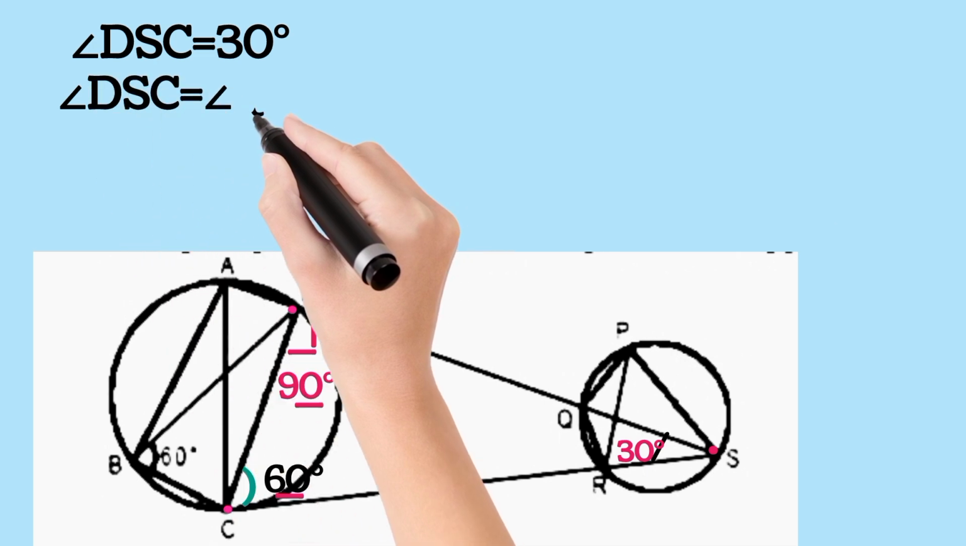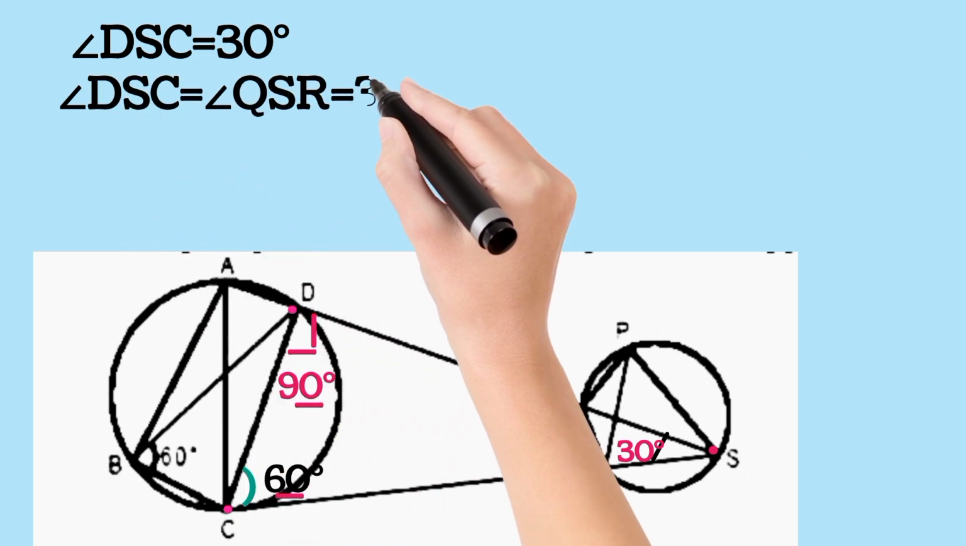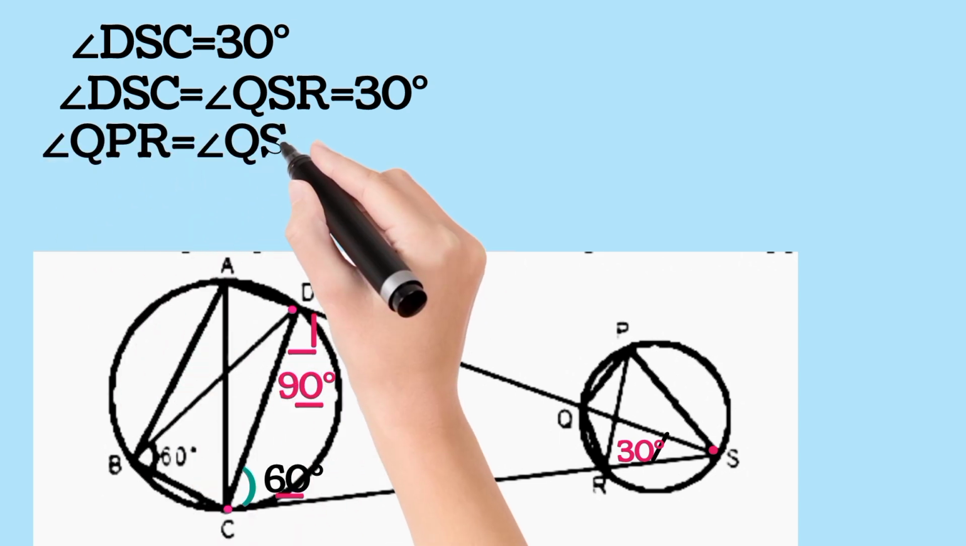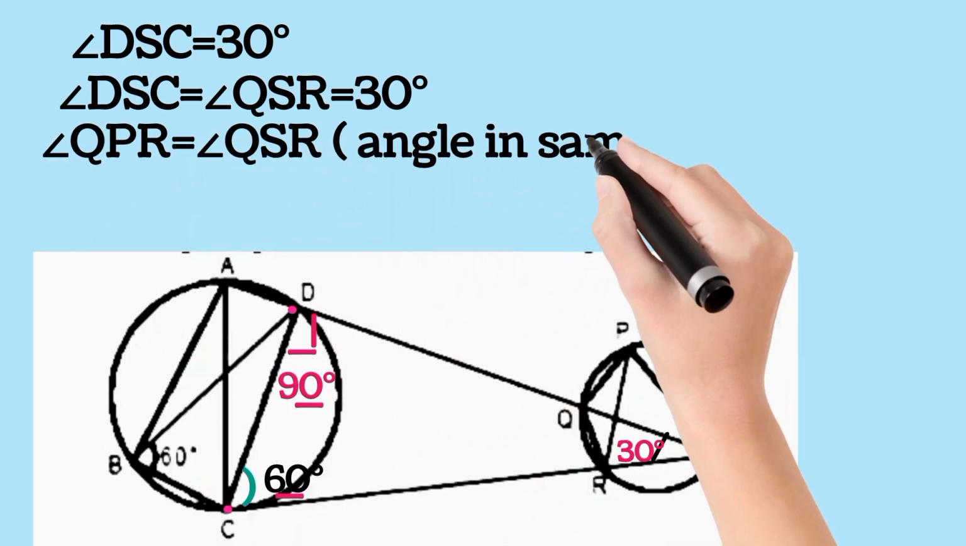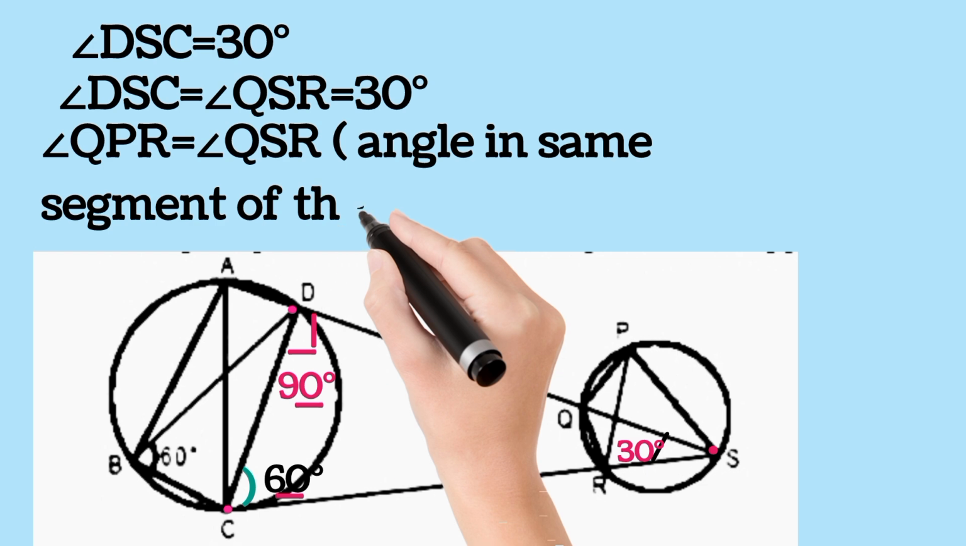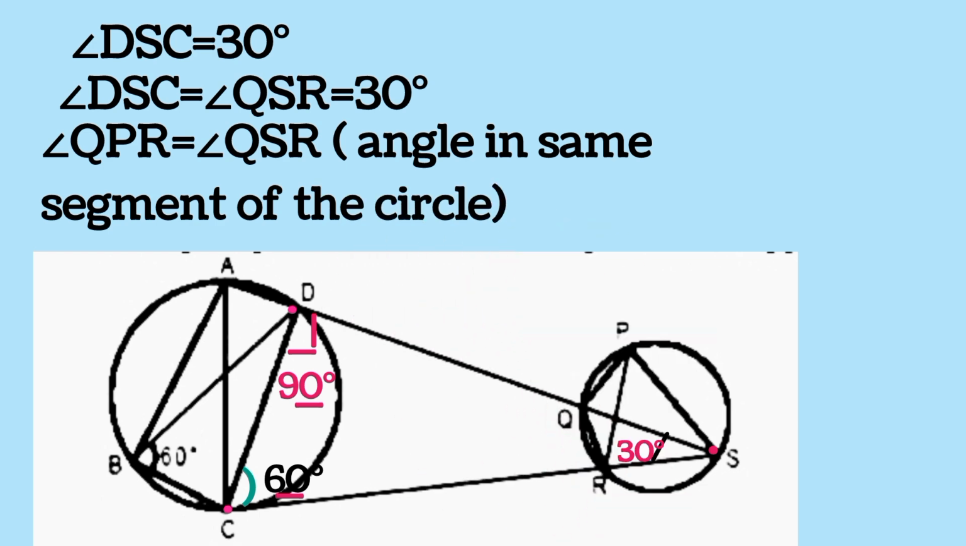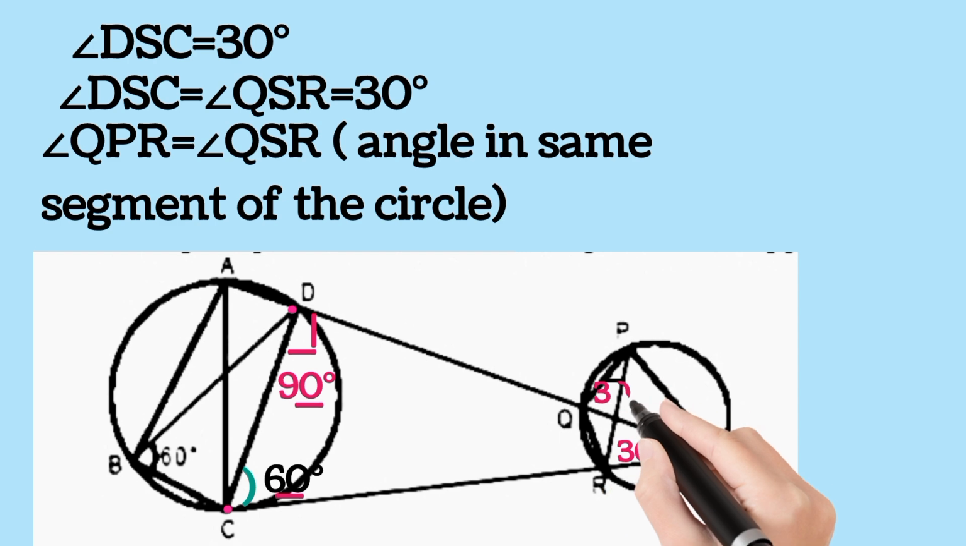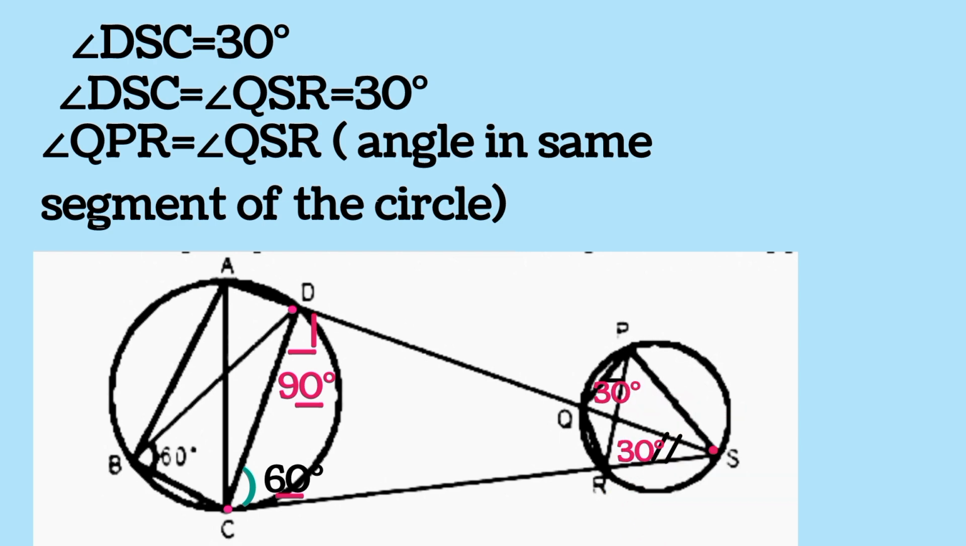Now angle DSC is equal to angle QSR. So both are the same. Now angle QPR is equal to angle QSR because both are in the same segment of the circle, that is this angle is equal to this angle, so this will also be 30 degrees. So this was asked in the question.